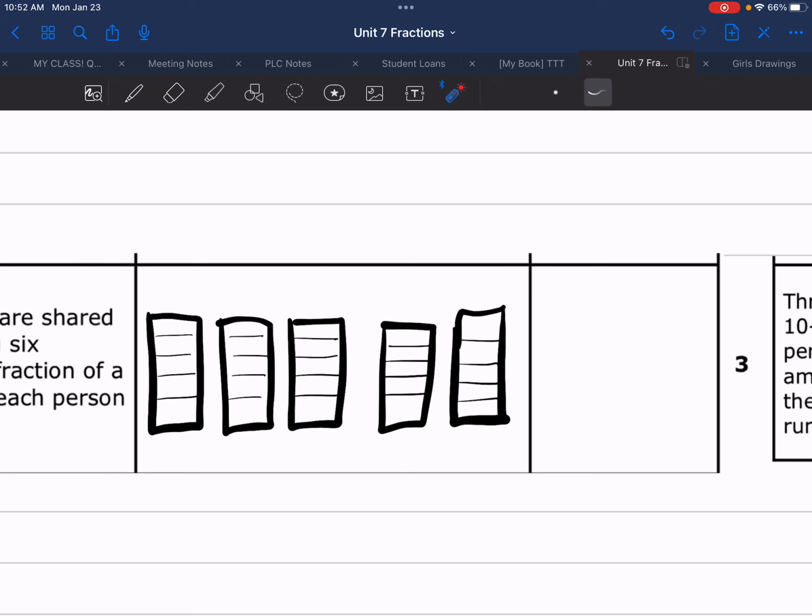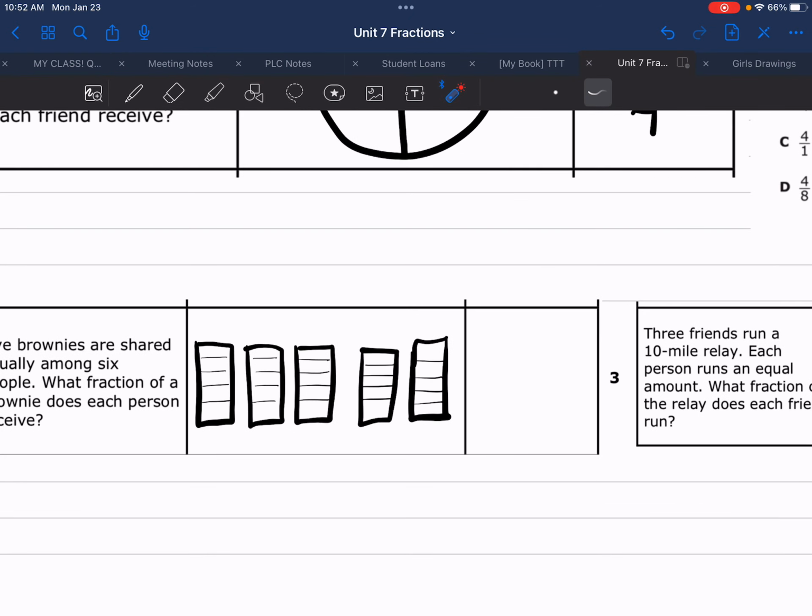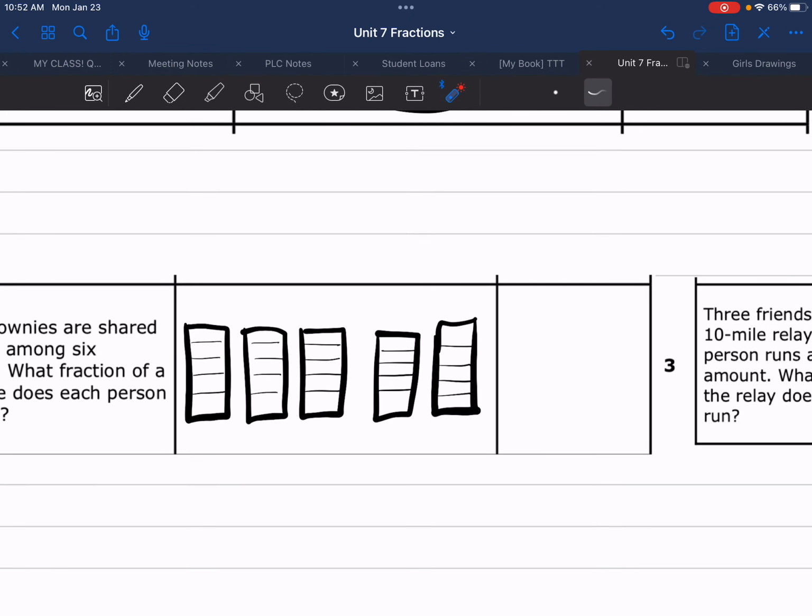Okay. So now I've separated my brownie into 1, 2, 3, 4, 5. Uh-oh. I only broke it up into 5 equal pieces. So you have to make sure that as you're drawing your lines, you are separating them into enough pieces. So in order to make 6 equal pieces, I need to draw 5 lines. So let's go back.